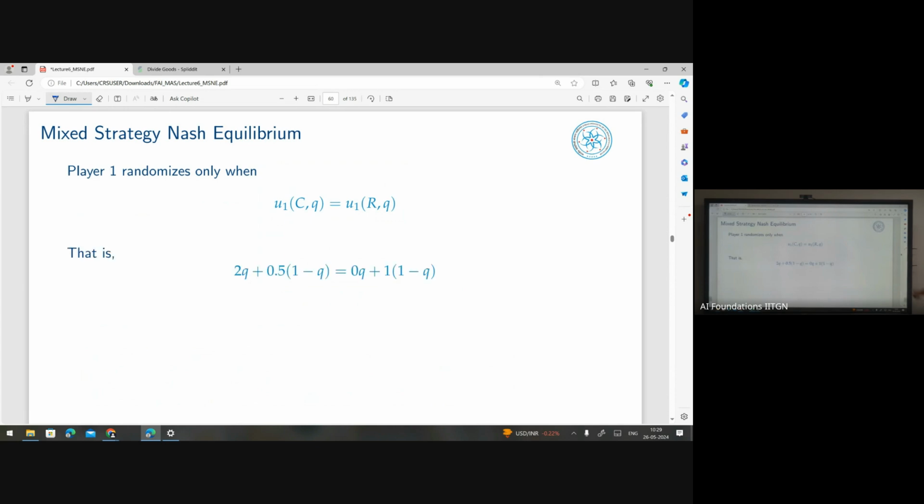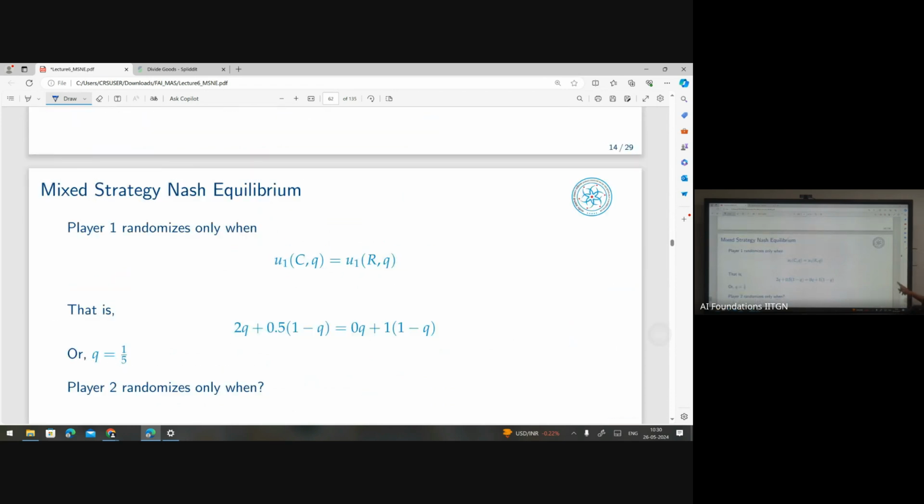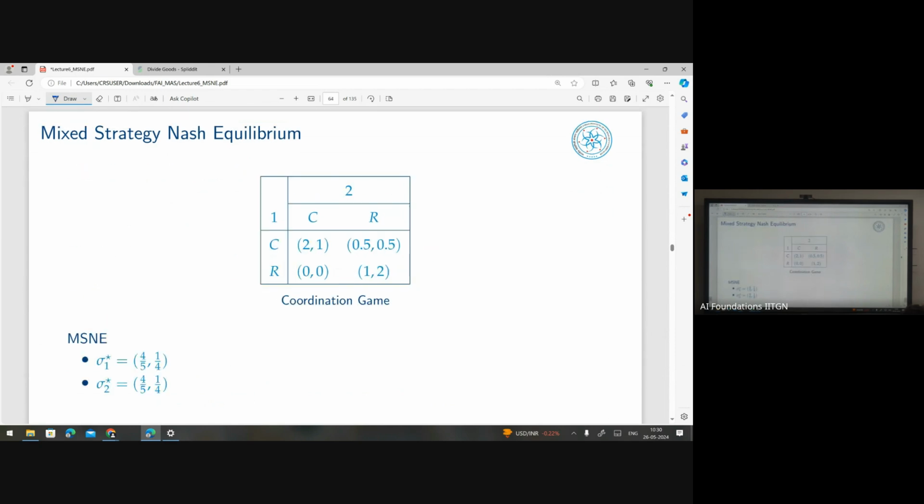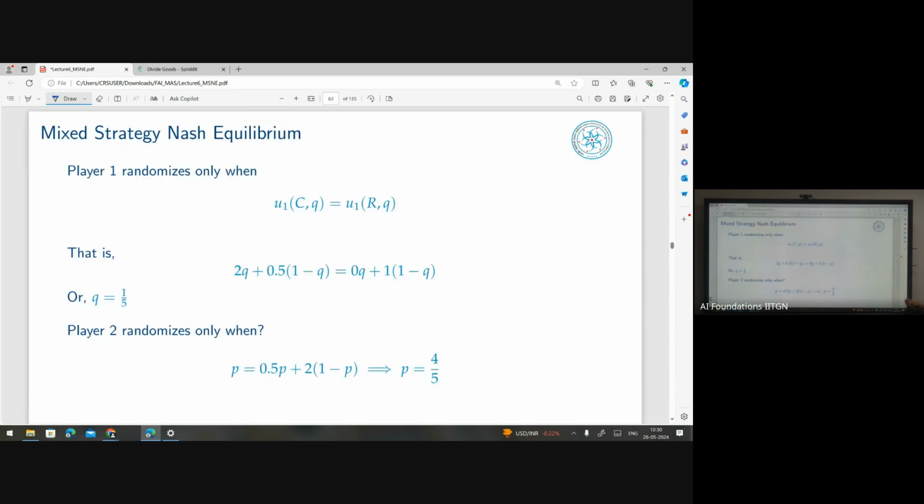So if we solve the equations, what we get is that Q is equal to 1 by 5. So if player 2 plays C with 1 by 5 probability, then player 1 randomizes. Similarly, when will player 2 randomize? So you will have to recompute the same thing. So when will player 2 randomize?